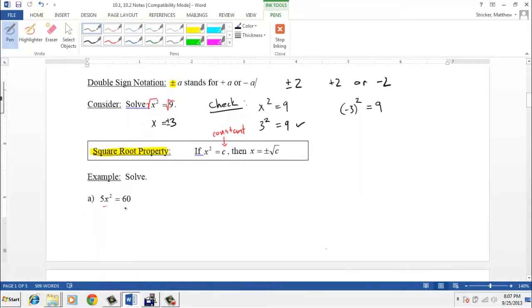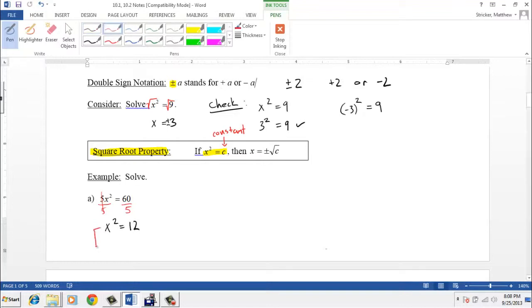If I have something like 5x squared equals 60, the very first thing we want to do is get it in the form that allows us to use the square root property. The form we need is x squared is equal to some constant, which we don't currently have. We need to get the x squared by itself, and the thing we've talked about a lot is isolating. So if we isolate by dividing both sides by 5, that gives us the form we need: x squared equals 12.